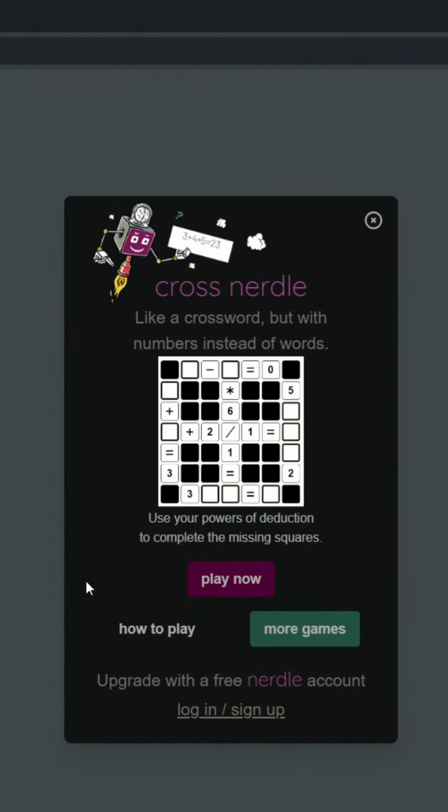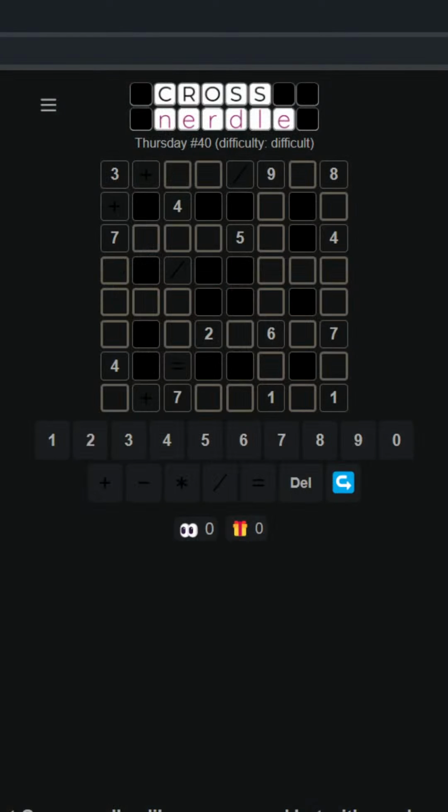Okay. Let's do some cross Nerdle. It's basically Sudoku. I tried this one for the first time yesterday. This was pretty fun. Let me see if it actually looks good on the vertical live stream. Nice. Okay. This is difficult, supposedly. Do we have anything that just gives us a free answer?